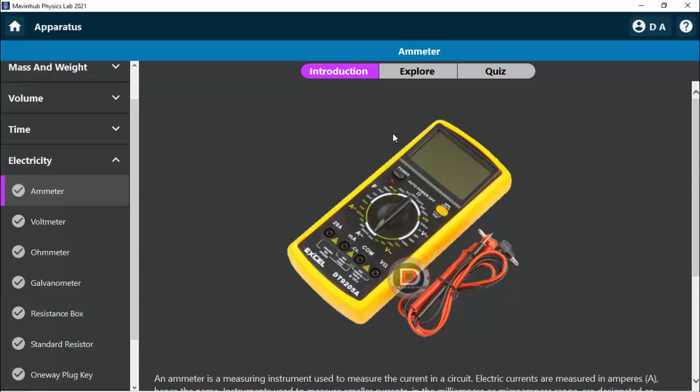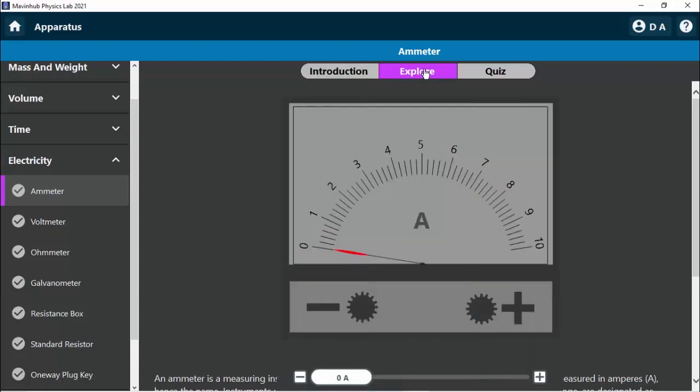You won't most likely be given this type of ammeter. This is the kind of ammeter you will most likely be given. So how do you take a reading on an ammeter?